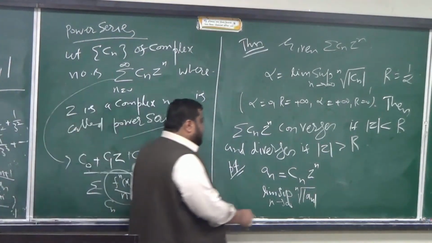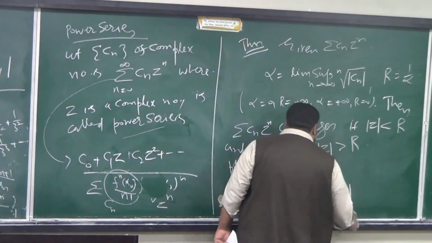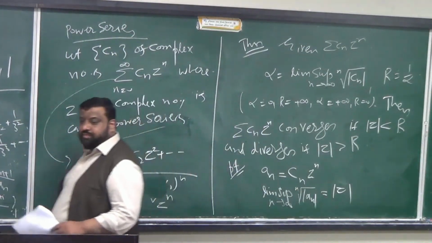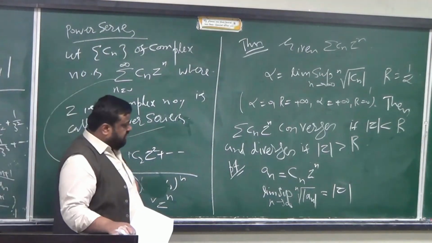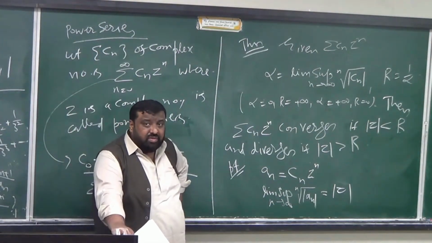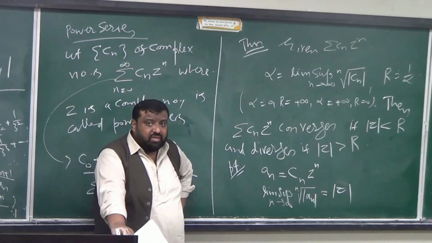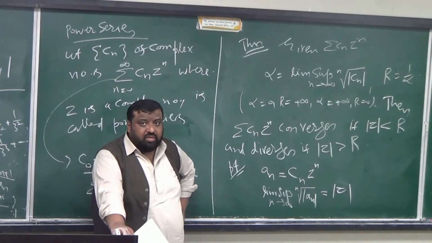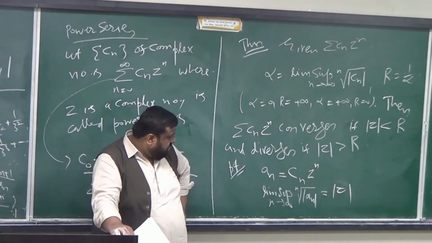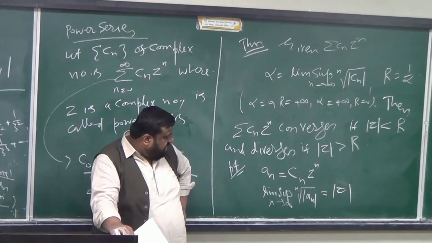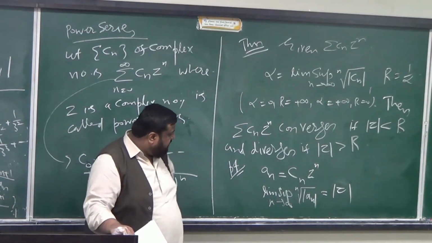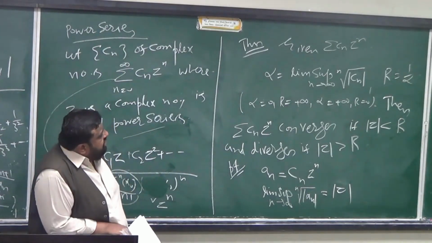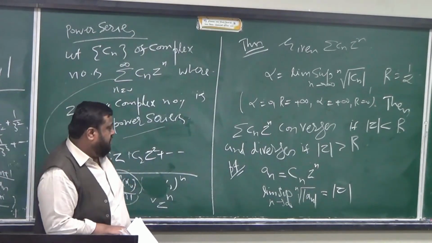My claim is that this is going to be equal to the magnitude of Z. Can you see why? Alpha into Z. Alpha into Z.